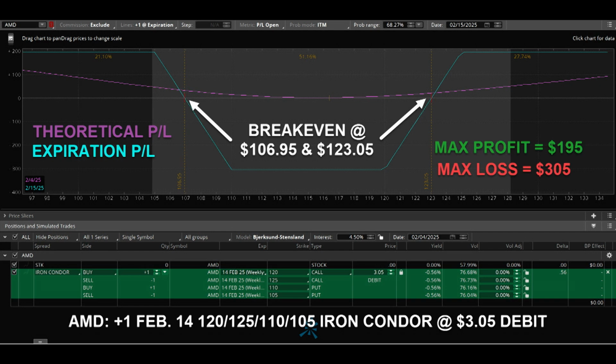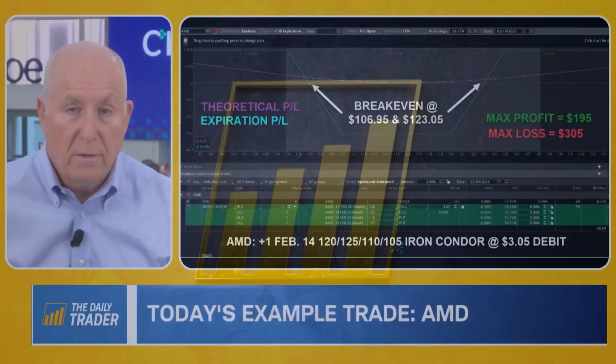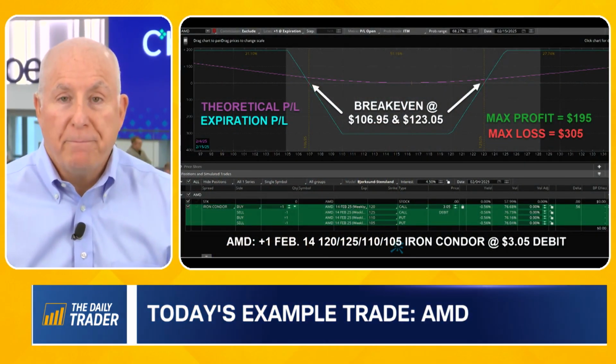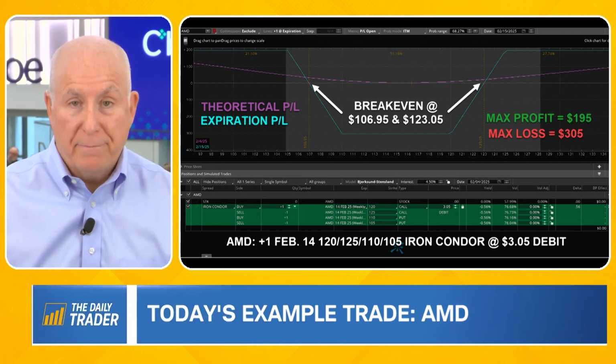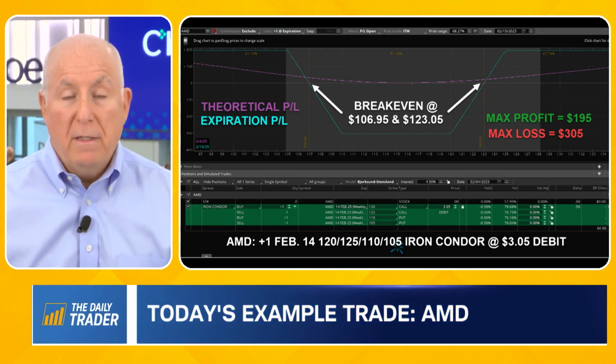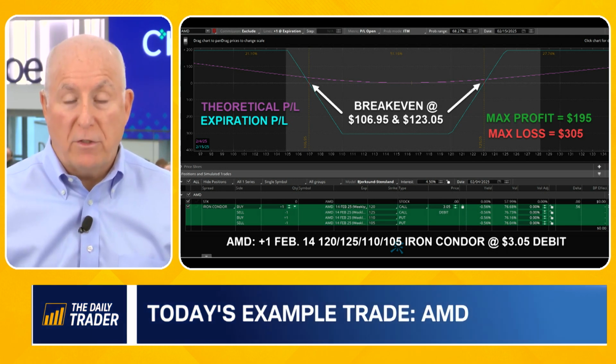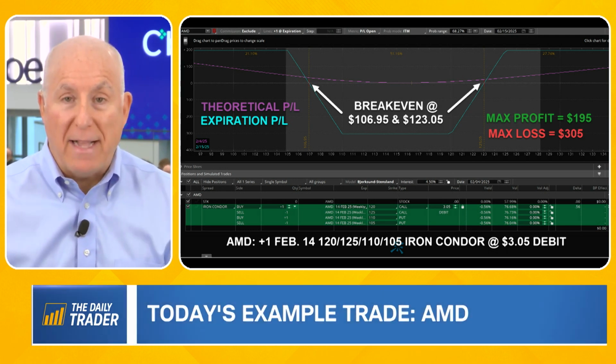I looked at the 110, 105 put vertical in the February 14th expiration. We put that in around $3.05. It's trading right there, between $3 and $3.05. The risk on this trade is the debit paid, right? The max profit is you want one of these trades to go at or near $5.